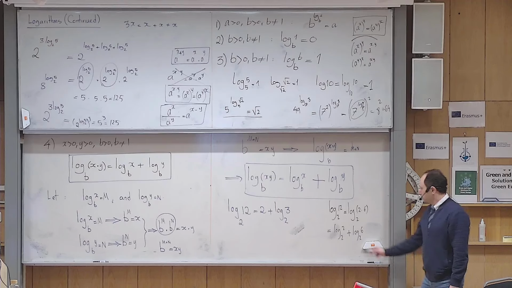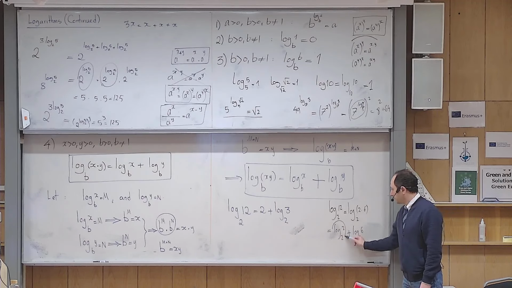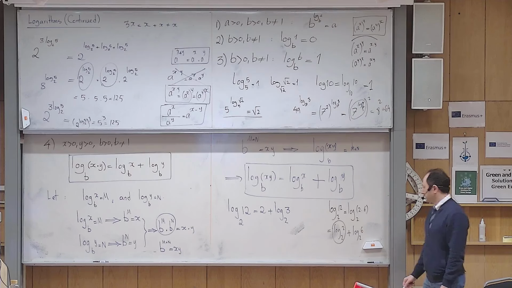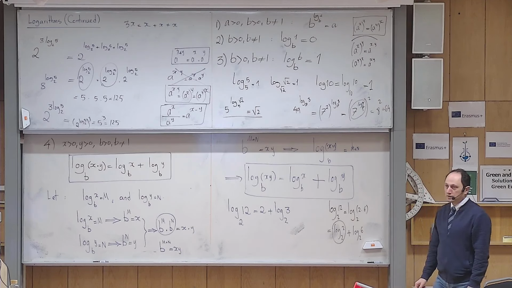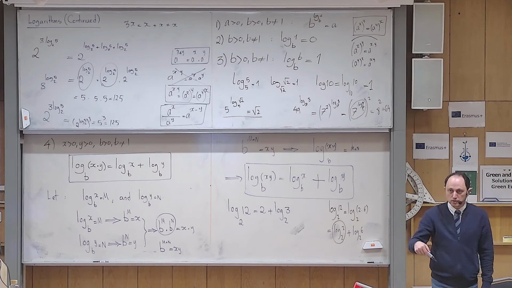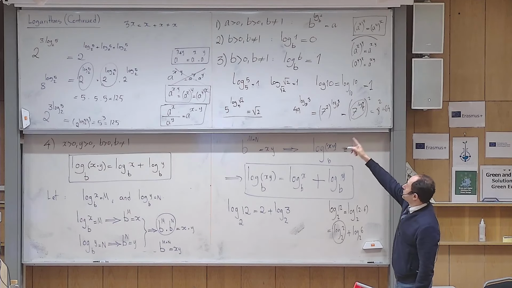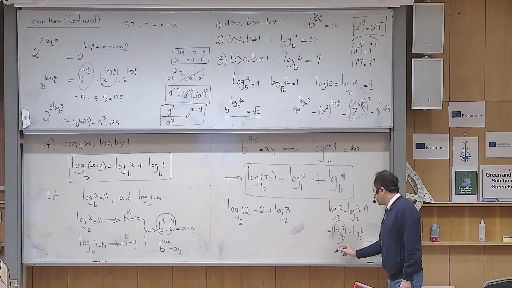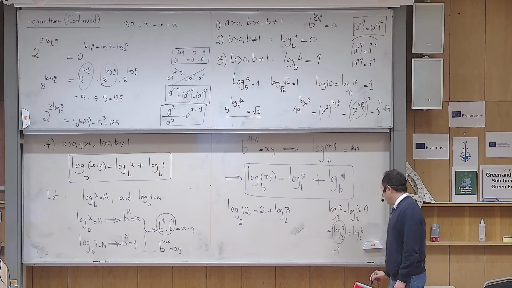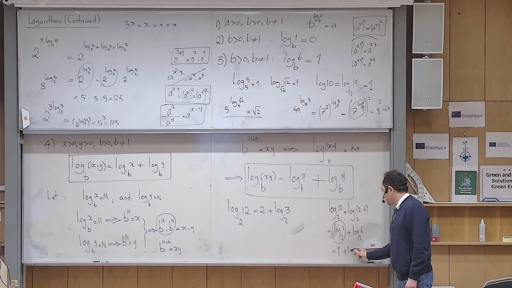Yes? But this is a previous problem. I hope that you don't forget. What is logarithm of a number in its own base? 1. It's still on the board. Number 3. Yes? So this is 1. It becomes 1, and then it becomes plus logarithm of 6 to the base 2.